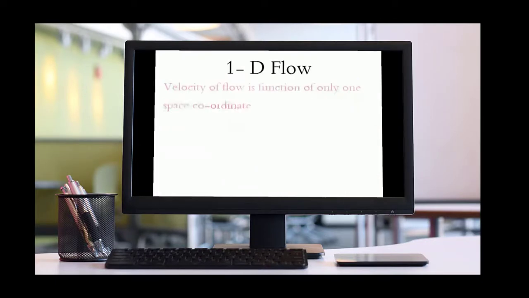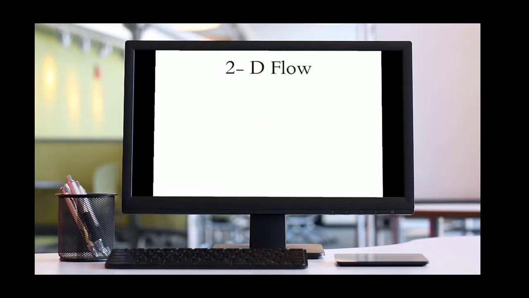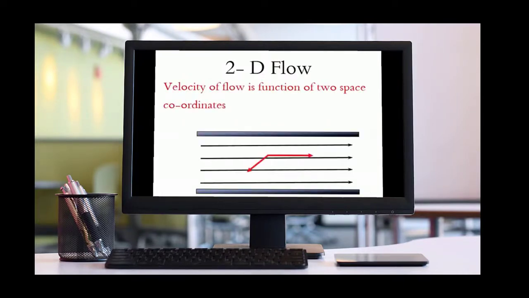The flow in which the velocity is a function of time and one space coordinate is called one-dimensional flow. The flow through a pipe is considered as a one-dimensional flow. The flow in which the velocity is a function of time and two space coordinates is called two-dimensional flow.